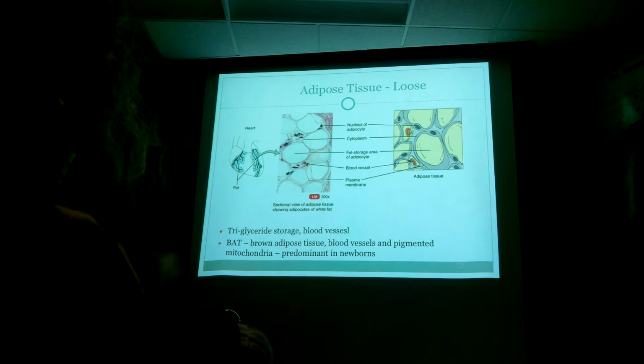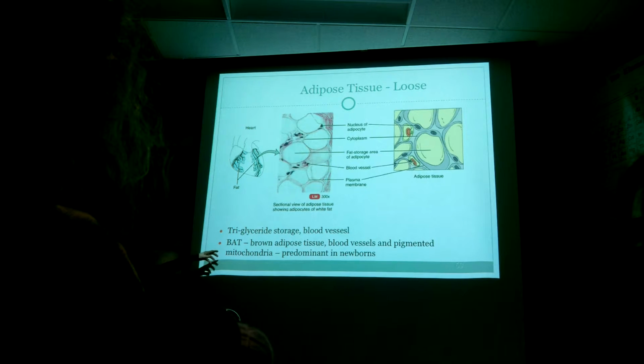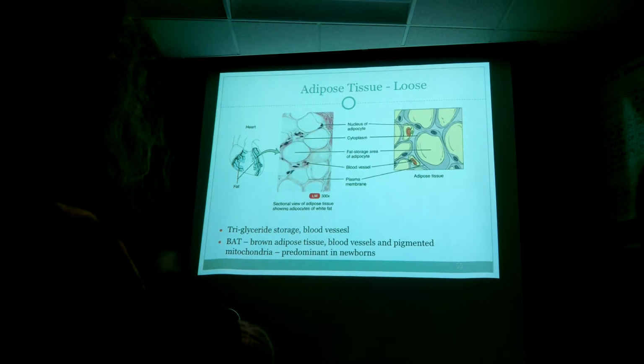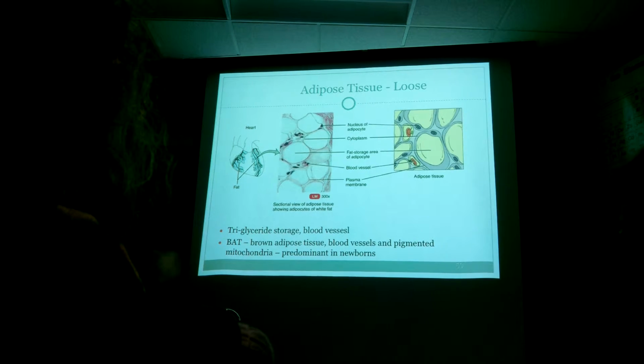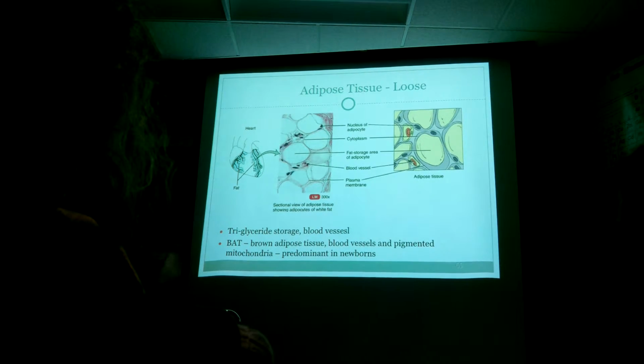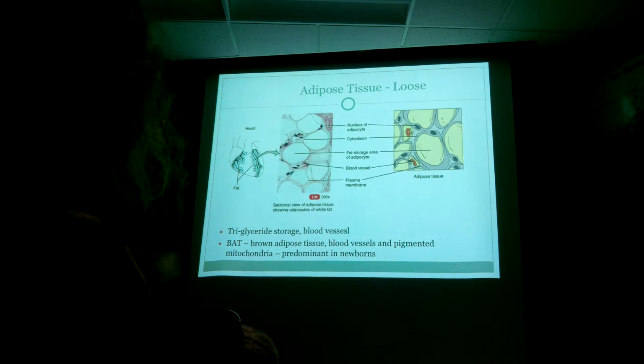So brown adipose tissue is pigmented from the blood vessels. Brown fat has usually been around for a lot longer, and the blood vessels kind of stain it. It's more prominent in newborns as well. So that's what fat, adipose tissue, looks like under a microscope. And of course, obviously, triglyceride storage.